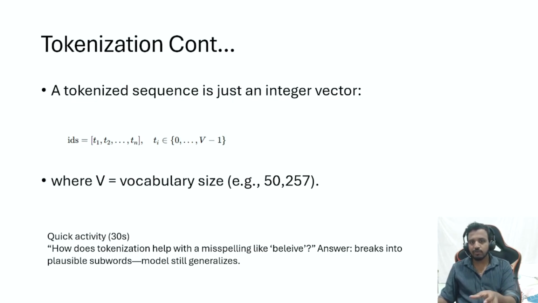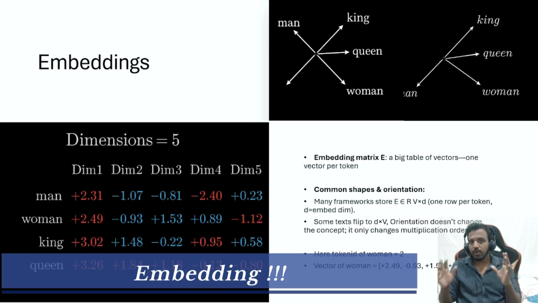So this includes 50,257 words? No, it includes the apostrophe, the curly braces, the spaces, all the special characters, numbers, everything together. It is 50,257. Okay, so I hope we are able to correlate how the tokenization is happening from our perspective versus the scale at which GPT-3 is operating. All right, so we understood tokenization.